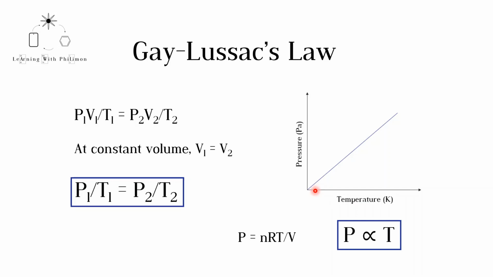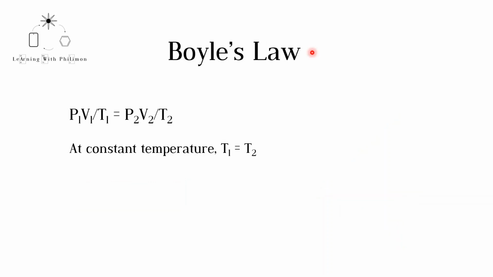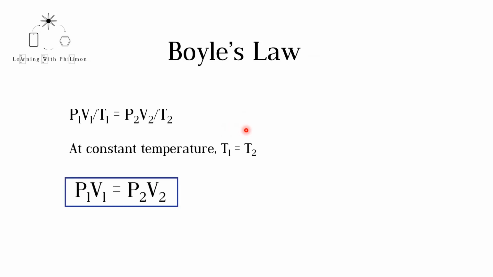Now let's check out Boyle's law. In Boyle's law, we keep the temperature constant, therefore T1 is equal to T2. This equation is simplified to P1V1 is equal to P2V2. Rearranging the PV equals nRT equation so that pressure is the subject, we get P is equal to nRT over V. As n, R, and T are constants, we can simplify this to P is proportional to 1 over V.